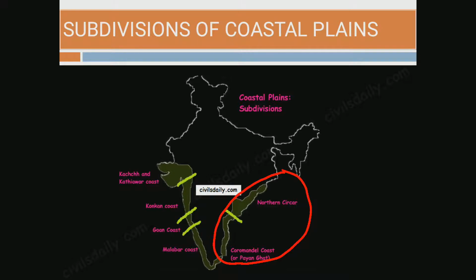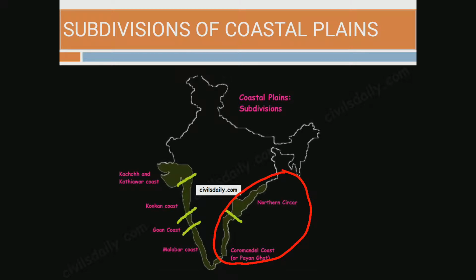Large rivers such as the Mahanadi, the Godavari, the Krishna and the Kaveri have formed extensive deltas on this coast. Lake Chilika is an important feature along this eastern coast. So dear student, it is all about the eastern coastal plain.